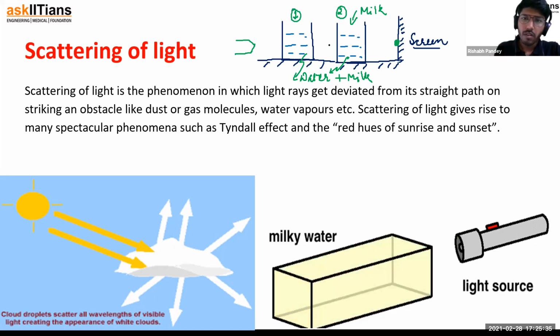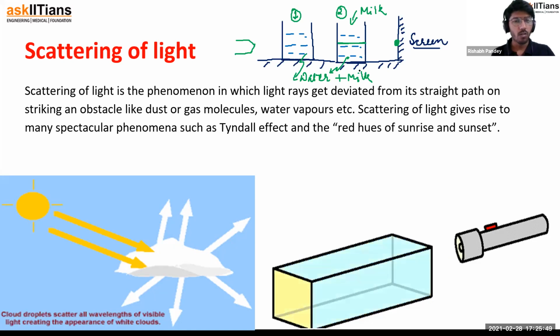As soon as I mix some milk, you will see the ray of this laser light. This ray can be seen clearly. Why was the ray of light made visible when the milk was added to it, and not made visible when there was no milk in it? This phenomenon is called the phenomenon of scattering of light.